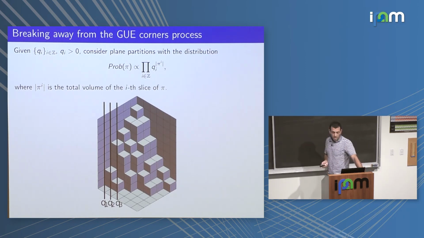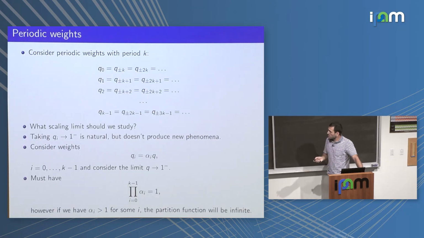We want to study how this system behaves as it grows. We have to specify what happens to these parameters q. There are too many parameters q, so in this generality it's hard to do something. So what I considered is when these parameters q are periodic. So fix some finite period k, and take these weights q_0, q_1, q_2, and so on to be periodic with period k. And this was something suggested by Rick Kenyon.